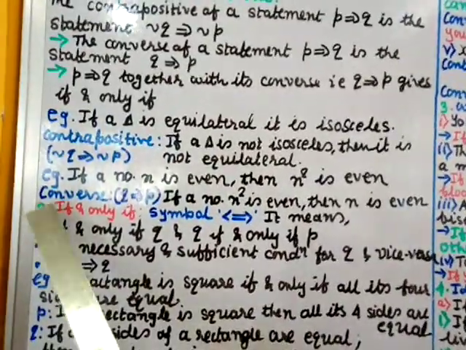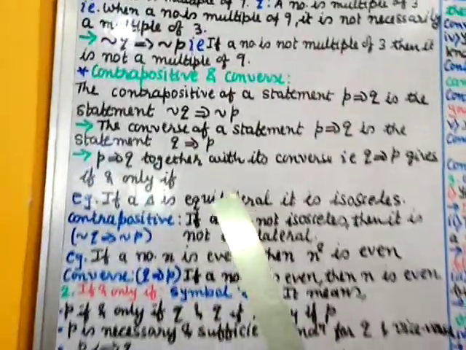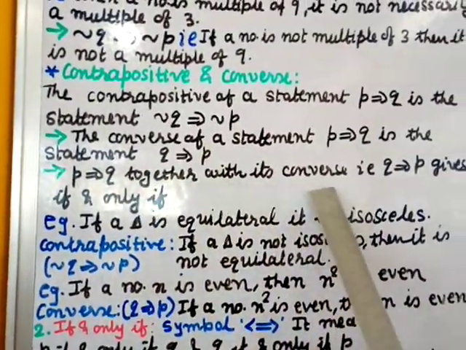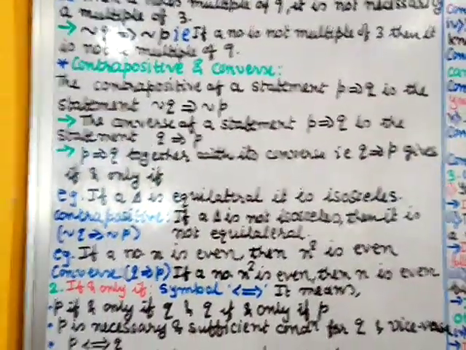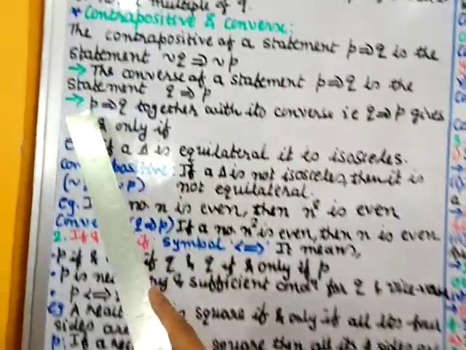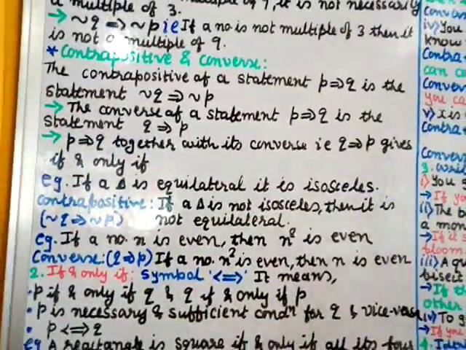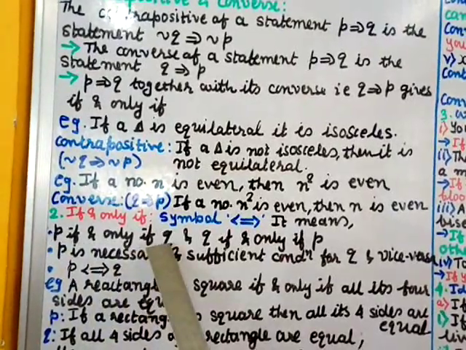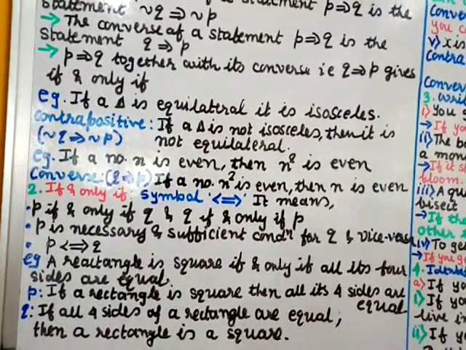Second implication, if and only if. The symbol we use is double implies. Actually, I already gave you the definition: if P implies Q together with its converse, Q implies P, gives you if and only if. So that is the second implication. Now I am just writing the symbol which we use, but this is the meaning. If and only if means this statement. The symbol we use is double implies, and it means P implies Q and Q implies P.